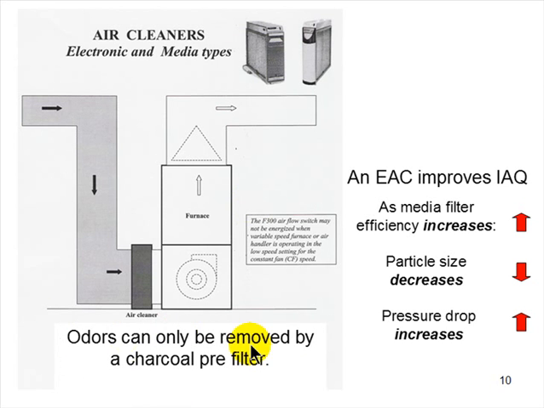Odors can only be removed by a charcoal pre-filter in your electronic air cleaner. The question you're going to get is something like this. What do electronic air filters take out of the air? They take out dog hair. They take out pollen. They take out dust. And they take out odors. No, they don't. They don't take out odors. All right? They can't. The only thing that removes odors is charcoal.